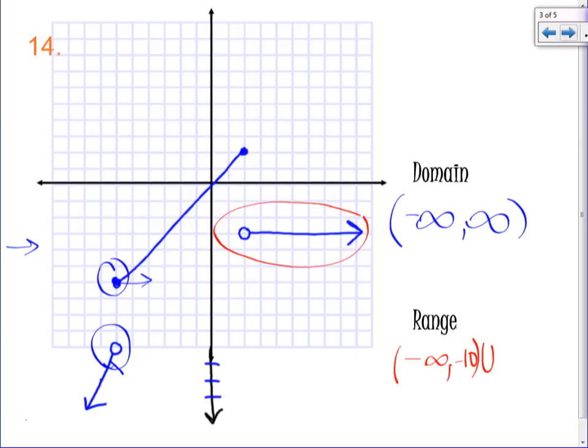Okay, the range and the domain, you're just saying where the graph exists. So on the y values, the graph goes from -infinity to -10, then there's a break, and then the graph is drawn from -6 to 2, which covers both of those. Okay?